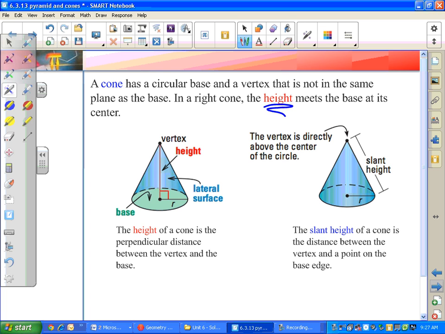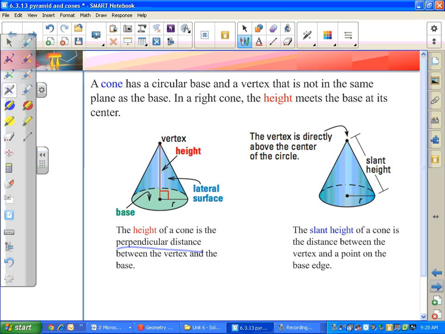The height, just like a pyramid, has to go perpendicular to the base, and it's going to meet the base at the very center of the circle as long as it's a right cone. And right cones are going to be the only kind of cones that we work with. So here's the height. Again, it's perpendicular to the base, so it must be perpendicular to the radius. This outside part around the edge, that's called the lateral surface. We don't call it a lateral face because it's curved. We call it a surface. So all of this outside part, the part that is the ice cream cone, would be the lateral surface. And so then the height, of course, is perpendicular.